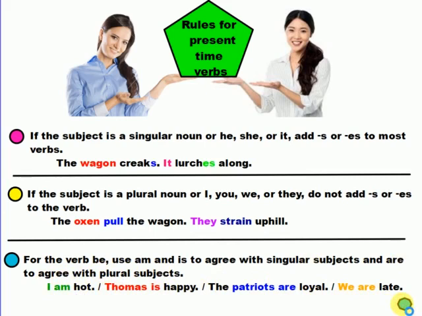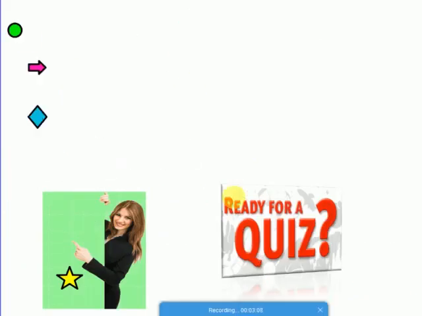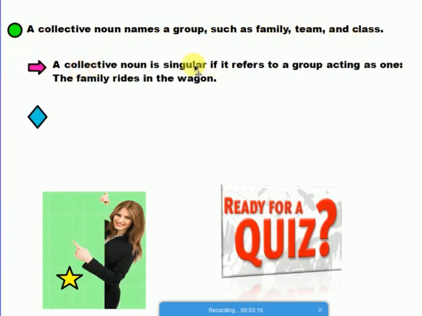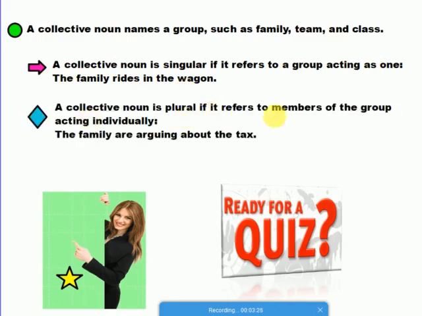The last rule is regarding collective nouns. A collective noun names a group such as family, team, and class. If the collective noun is singular, it refers to a group acting as one. For example, the family rides in the wagon. A collective noun is plural if it refers to members of the group acting individually. The family are arguing about the text. These are the rules. You may find them in your notebook on page 156.